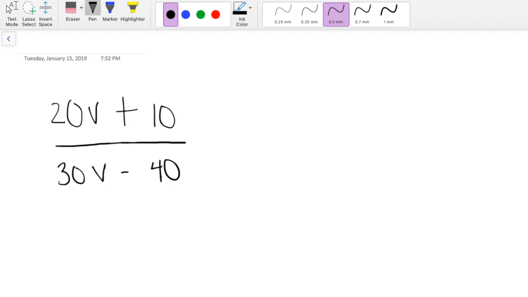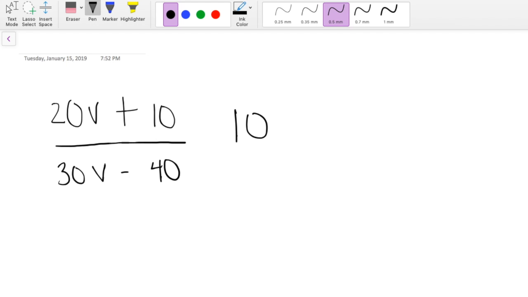Anyway, let's start with this first problem. Really simple. If you don't think it's simple, you're about to think so. So first, you see 20v plus 10 over 30v minus 40. If you want to look over, what do 20 and 10 have in common? Well, they have a factor of 10, right? So all we got to do is factor out a 10.